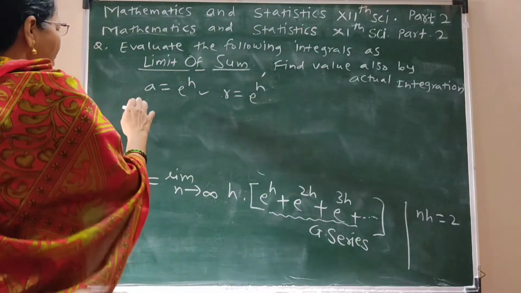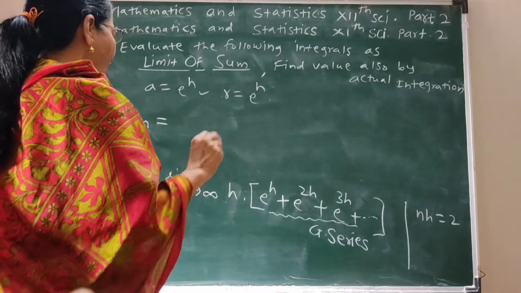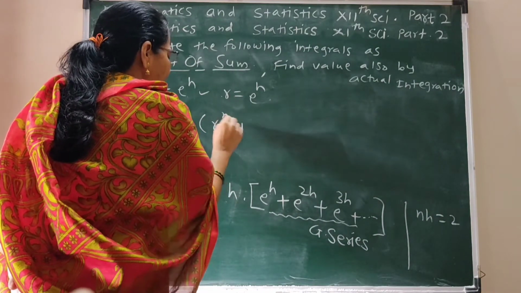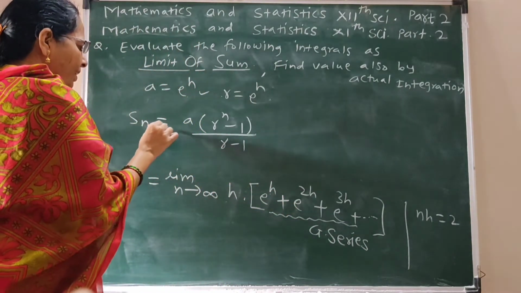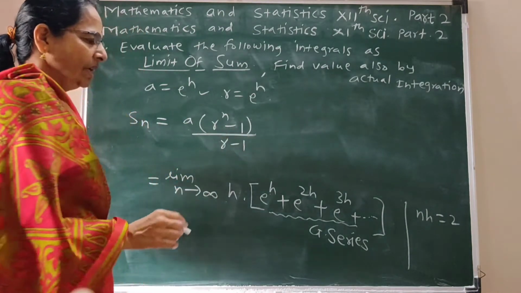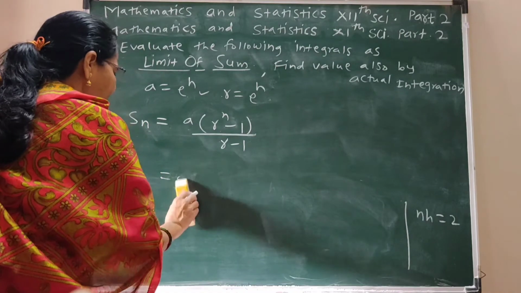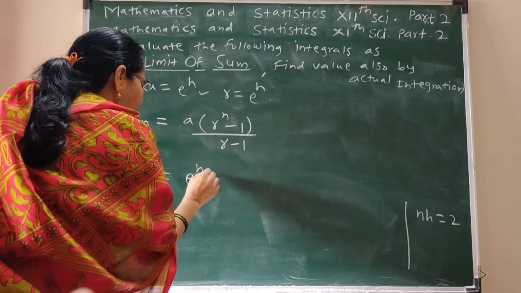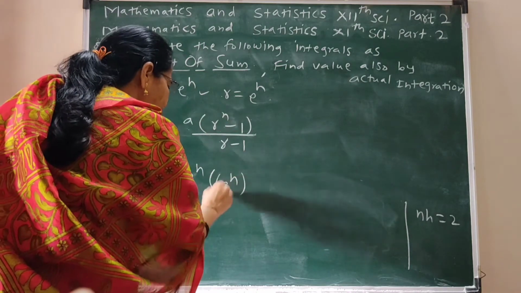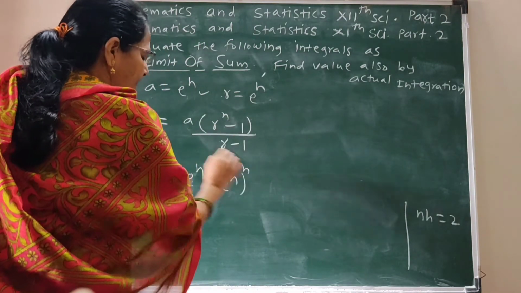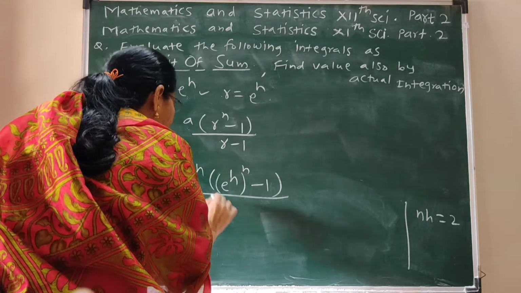Now the sum of the terms Sn in case of this series is given by the formula a (r^n - 1) / (r - 1). Find the sum by using this formula: Sn equals a (r^n - 1) / (r - 1), where a is the first term, e^h, and r is the ratio, e^h, raised to n, minus 1, over r minus 1, that is e^h minus 1.